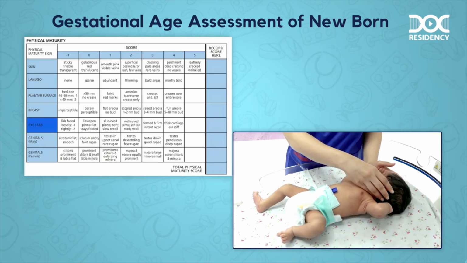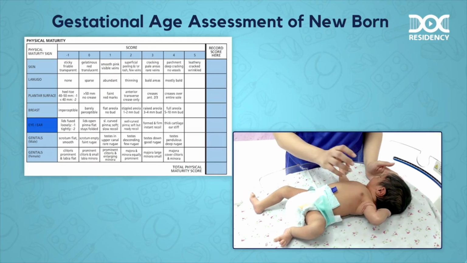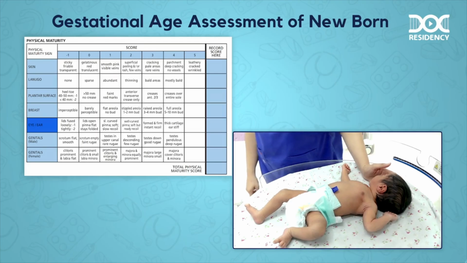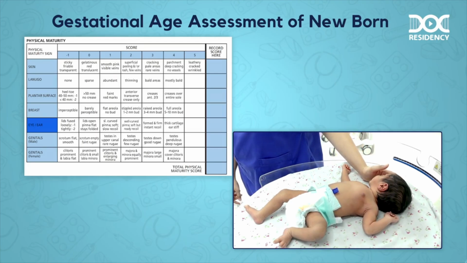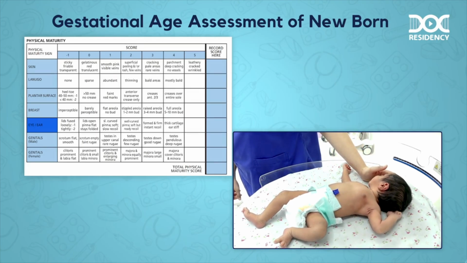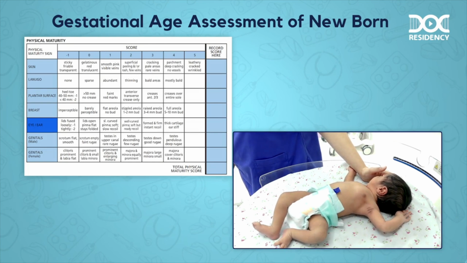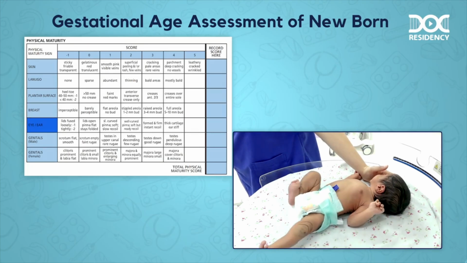This baby has an instant recoil of the ear cartilage. So as the baby becomes more and more mature, the pinna would appear to be well curved, well formed cartilage with instant recoil. So in this particular baby, we have a well curved pinna which is soft but it has ready recoil. So the baby gets a score of 2.